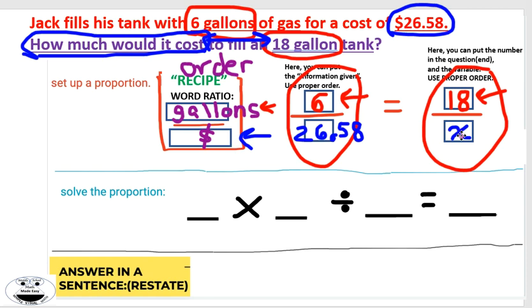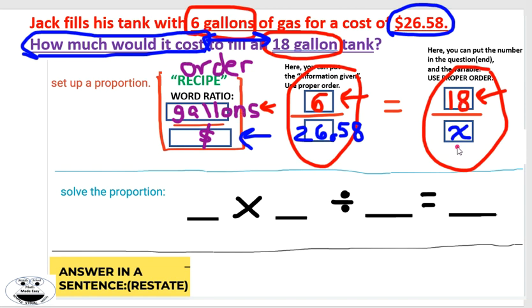Now, how do we know to put the X on the bottom? Because what we don't know here is how much it will cost, the money. So X is the money that we don't know. It's the money, and the money goes on the bottom. How do we know? If you look at this blue arrow here, the recipe tells us money goes on the bottom. How do we know to put the 18 on the top? Because it says gallons and our recipe goes on the top.